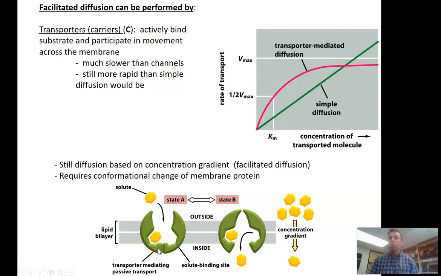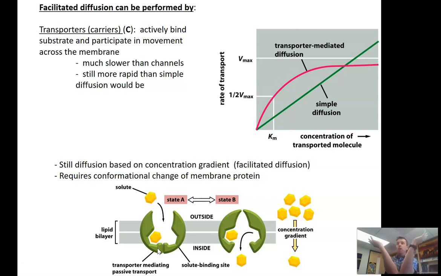But this is why it's much slower. Remember, a channel just opens and ions start flowing through. Now, it's specific, and there are very rapid interactions because the channel is mimicking the aqueous shell, but it just opens, ions flow through, and then it closes.